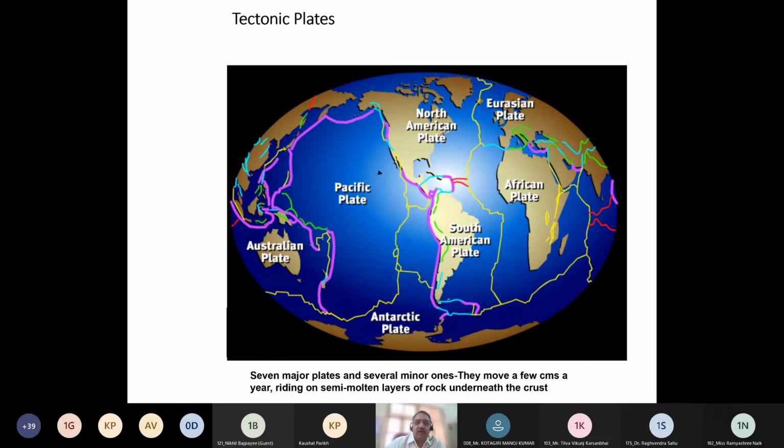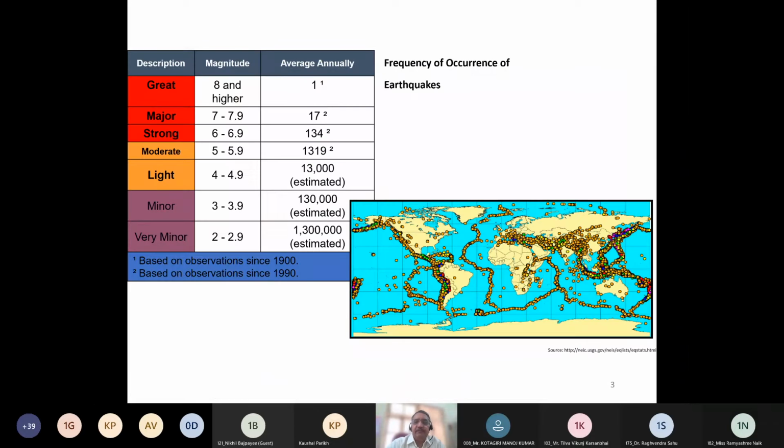Most of the earthquakes have occurred along the boundaries of these plates. The main 7 plates are the Pacific plate, North American, South American plate, Eurasian plate, African plate, Australian or Indo-Australian plate, and Antarctic plate. And there are many minor plates like Philippine plate, Cocos plate, and so on. And if you look at the frequency of occurrence, earthquakes are measured using magnitudes here. Magnitude indicates the amount of energy release at the source, which are shown here in the red.